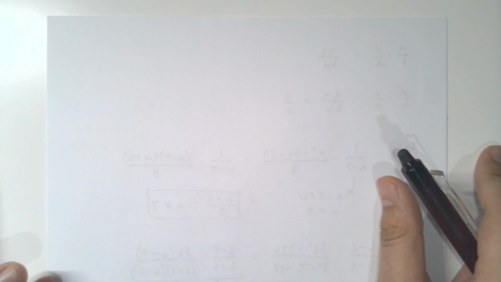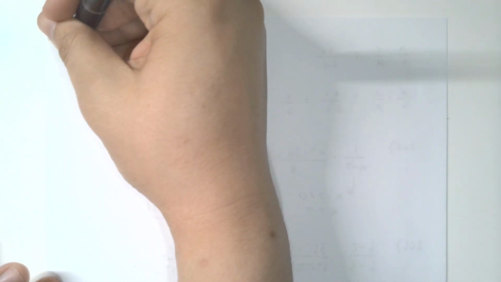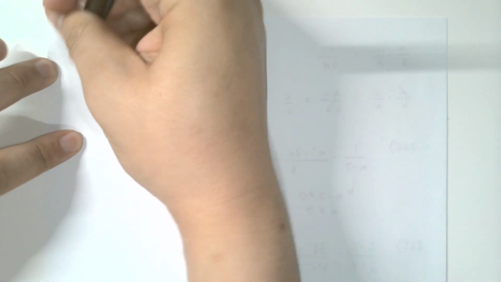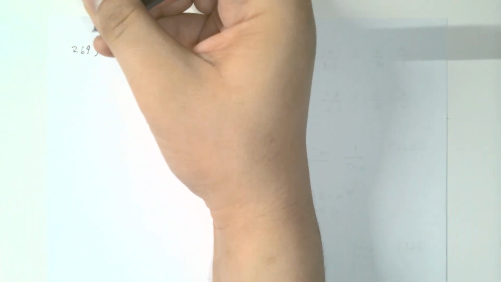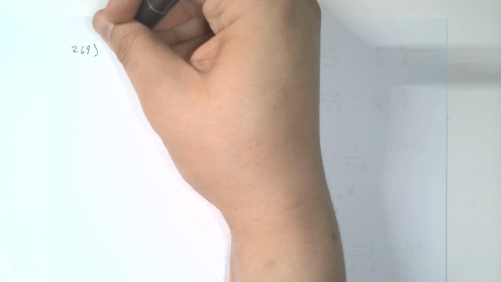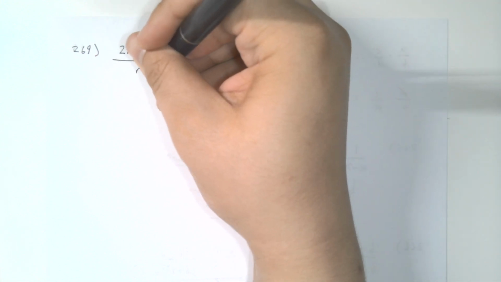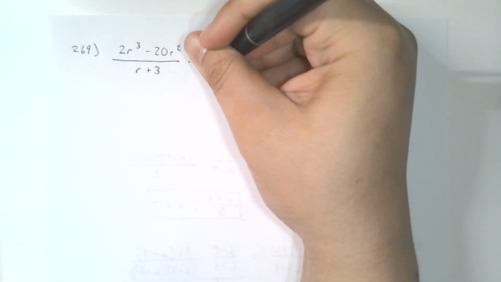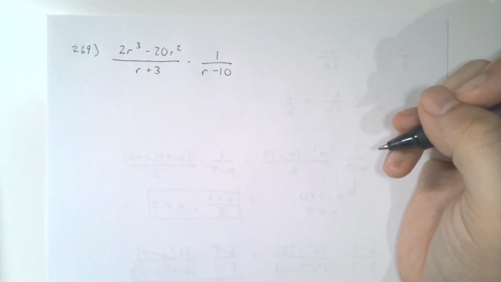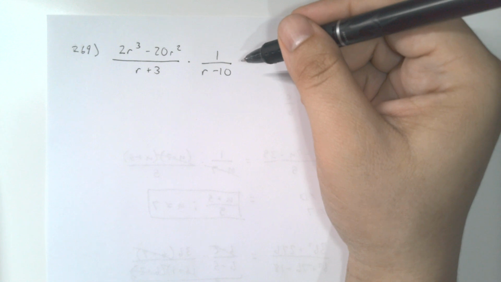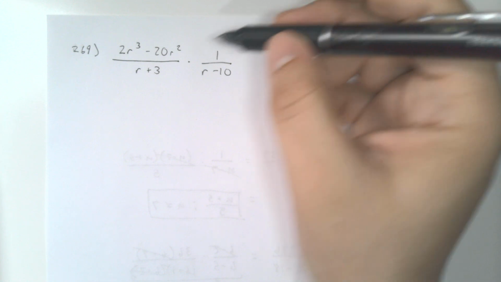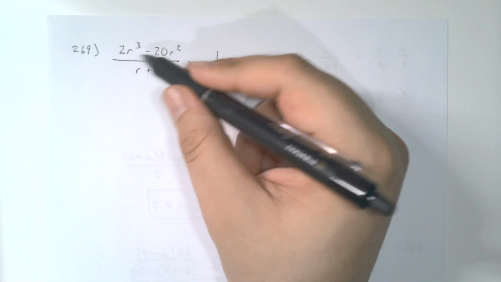So the next one we have is number 269. We have 2r cubed minus 20r squared divided by r plus 3 times 1 over r minus 10. So the fraction on the right can't be factored anymore, so we can leave that as is. But what about the fraction on the left? Well, the r plus 3 is already factored, so really we only have to worry about this numerator over here.